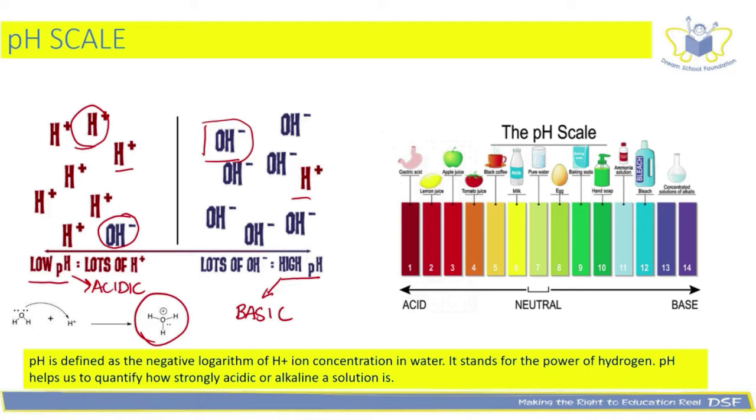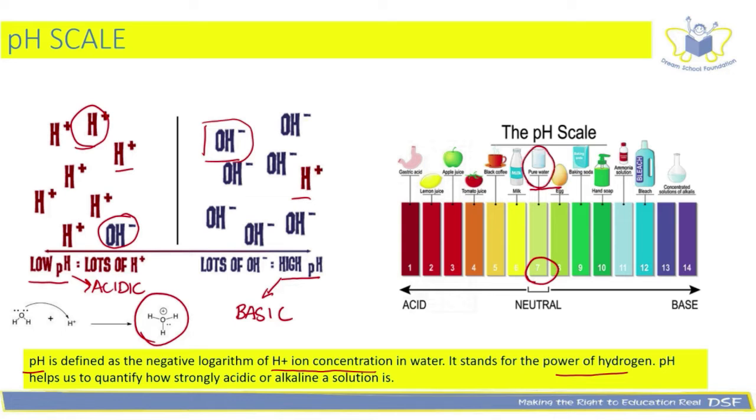Basically, pH is defined as the negative logarithm of H plus ion concentration in water. It stands for the power of hydrogen. pH helps us to quantify how strongly acidic or alkaline a solution is. A solution having a pH of 7 is considered to be neutral. Here you can see that water is neutral.